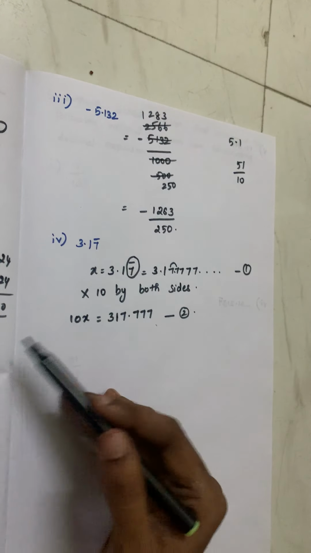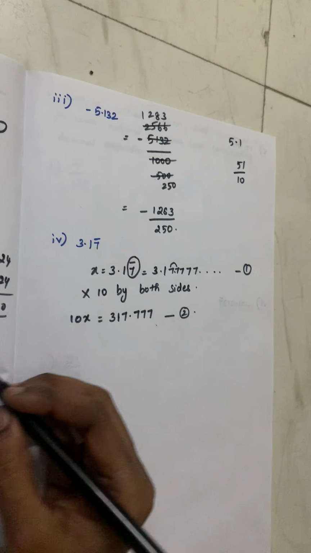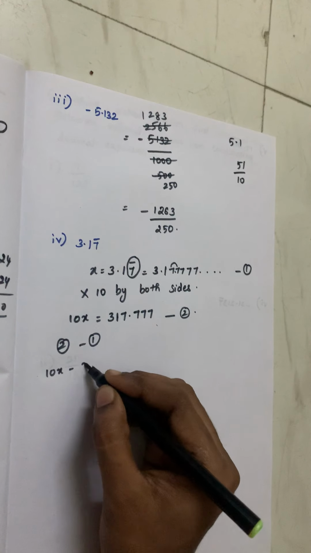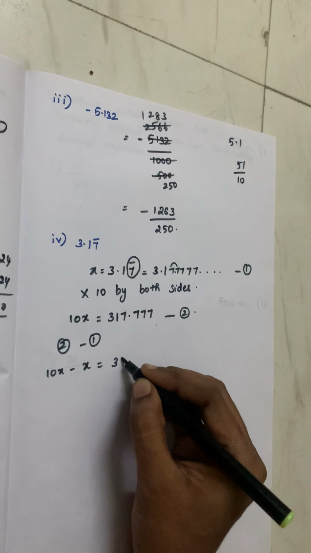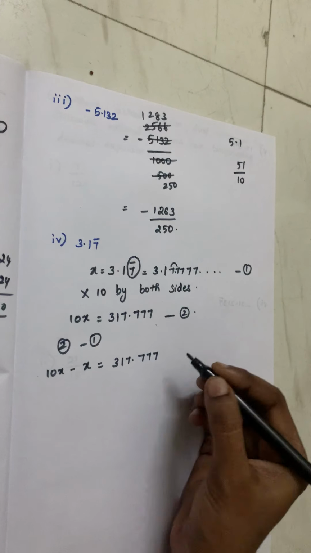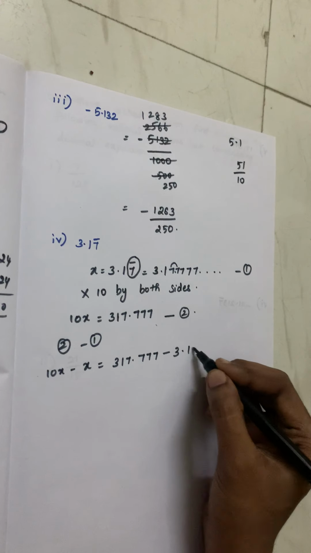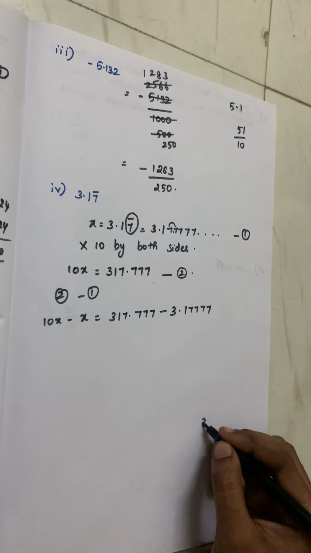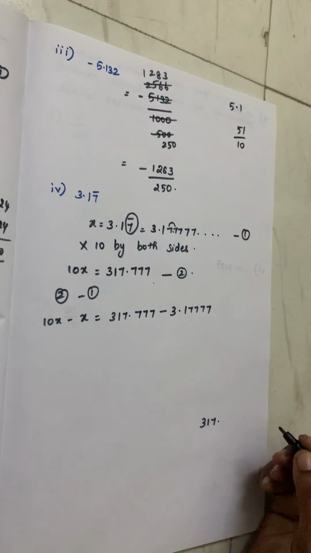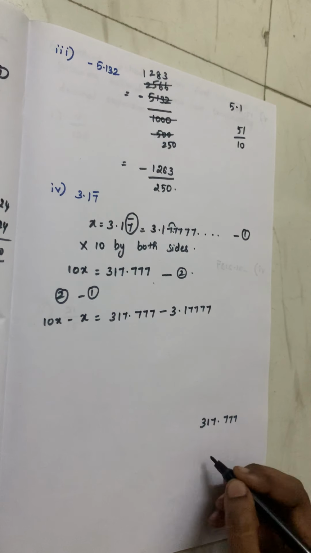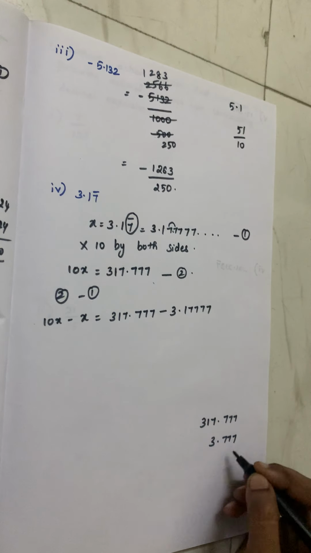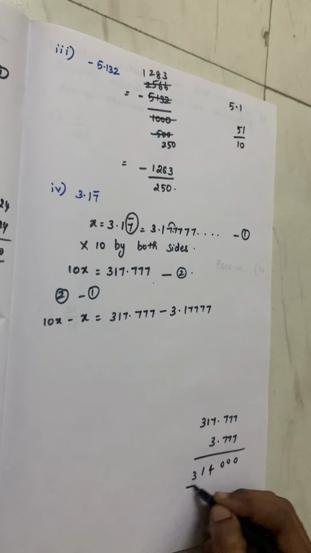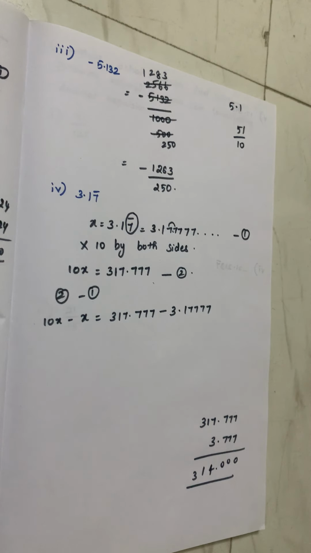Okay, a little bit of difference between the other sums and this sum. So 2 minus 1, so 10x minus x equal to 31.777 minus 3.177. Here I am subtracting 31.777 and again 3.177. After the decimal all will be 0. Here 4, 1, 3. So what will be the answer?